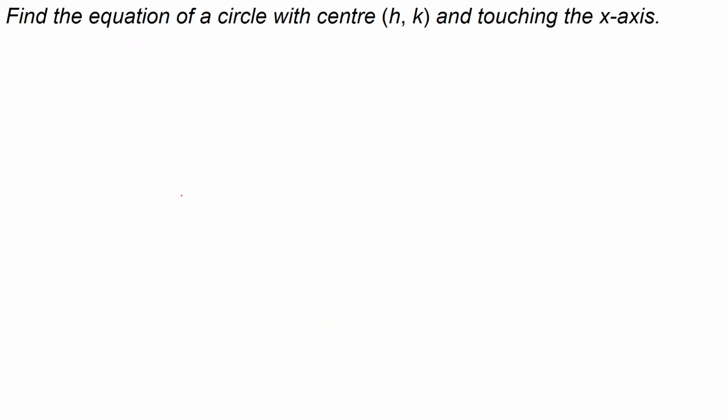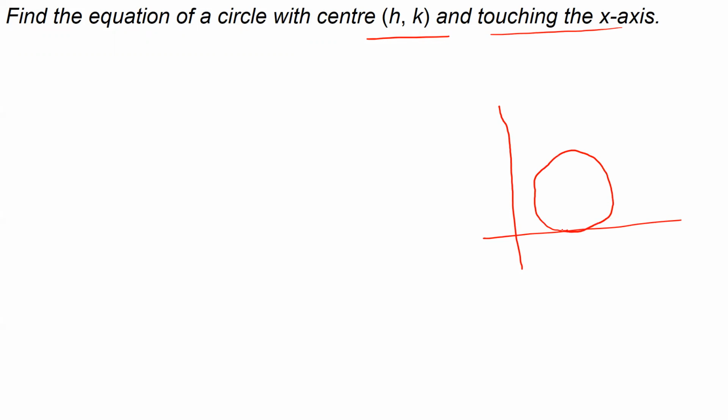And some more basic questions. Find the equation of a circle with center h comma k and touching the x-axis. Okay, the question says that the center is at h comma k and the circle touches the x-axis. That means my circle is just touching the x-axis, something like this. Okay, at a single point, at some point over here, my circle is touching the x-axis. And this is the center of my circle, h comma k.